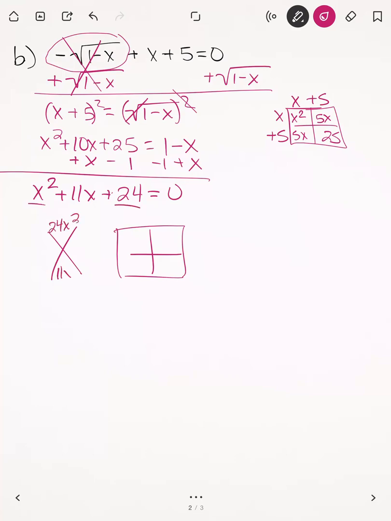You put that middle term on the bottom and you think to yourself, what can we multiply to get 24 and add to get 11? Oh, yes, 8x and 3x. When I add 8 plus 3, I get 11. When I multiply 8 times 3, I get 24. Perfectly. We add the x's there because there's x's here. X times x is x squared, and when I'm adding x's, I have an x.